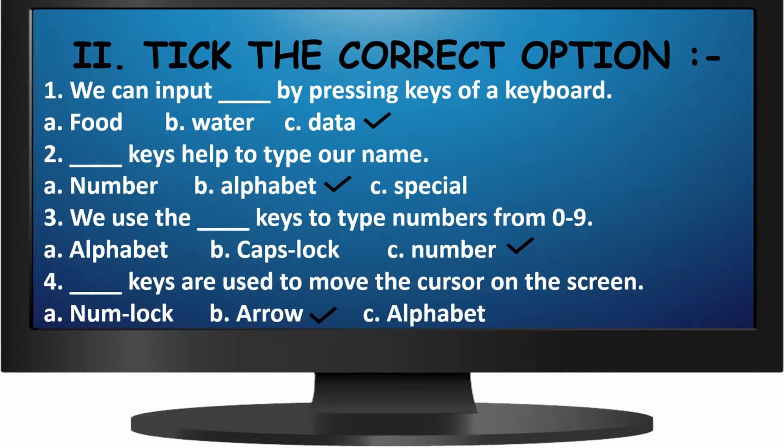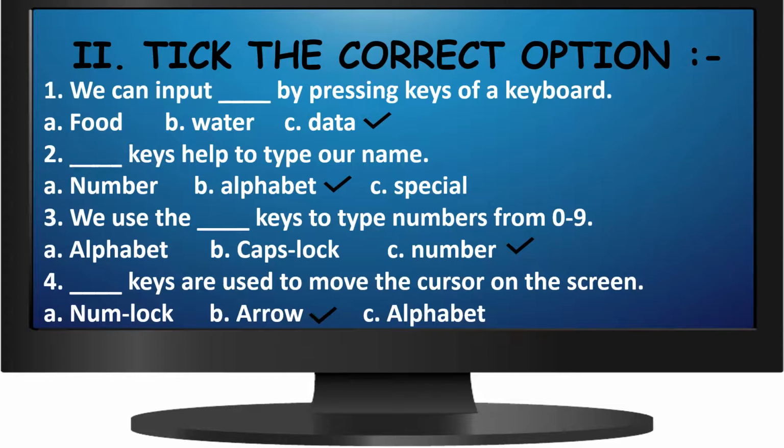Number 3. We use the dash keys to type numbers from 0 to 9. Which key do we use to type numbers from 0 to 9? Number A, alphabet? No. Alphabet keys are used to type alphabets. B, caps lock? No, because the caps lock key is used to type the letters in the capital form. C, number? Yes. Number keys are used to type numbers from 0 to 9. So the answer is number.